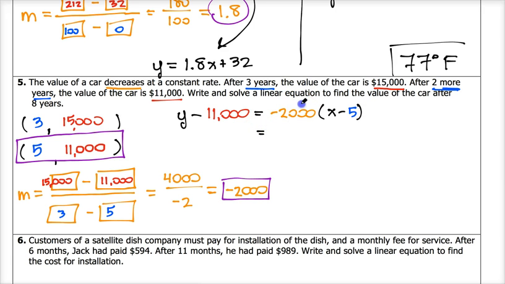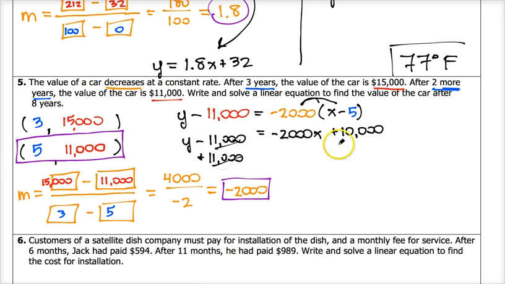If I distribute my negative 2,000, I get negative 2,000x, and then I get a positive 10,000. And then add 11,000 to both sides. And my equation is y equals negative 2,000x plus 21,000.